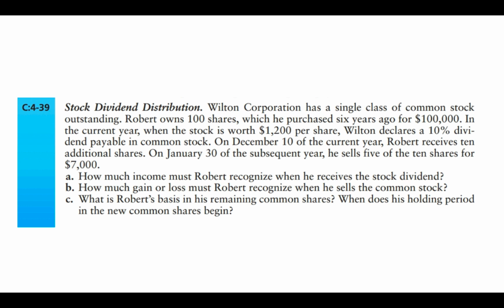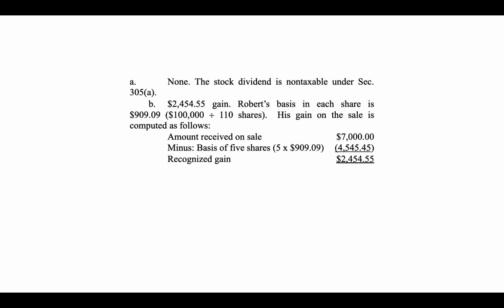So, let's see here. He purchased the shares 6 years ago for $100,000. So he purchased 100 shares for $100,000. Since this was a non-taxable stock dividend, we have to divide that $100,000 of basis now over 110 shares because it was a 10% dividend payable. So 100 times 10% is 10. So I'm going to divide $100,000 divided by 110 shares. So my basis is $909.09 a share.